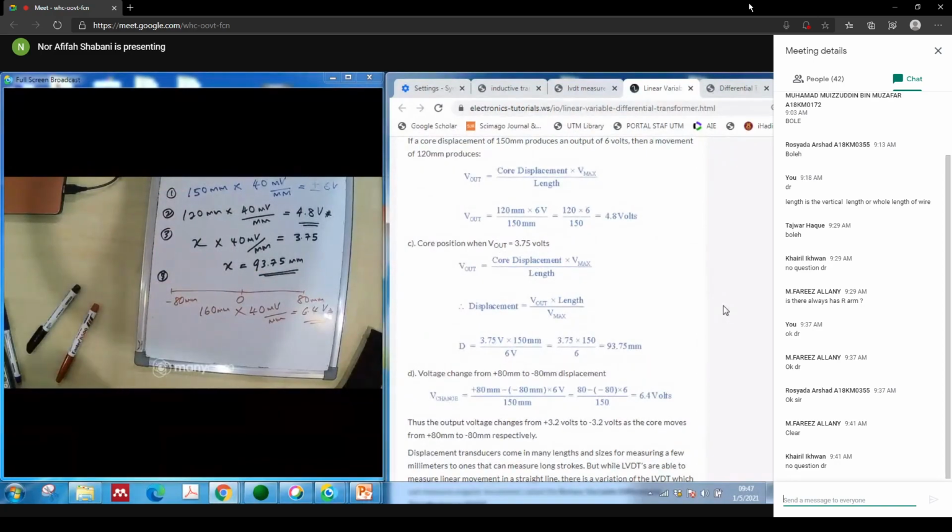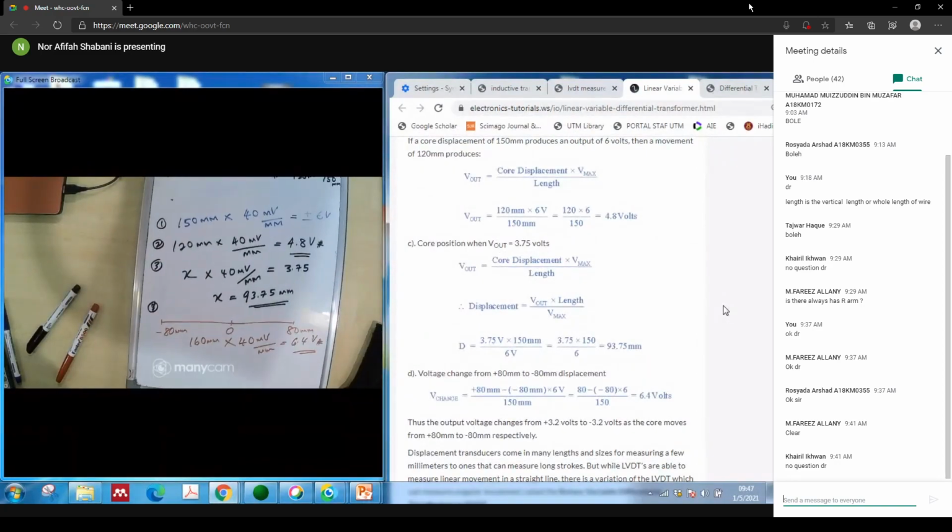Do you have any question about the example of this LVDT calculation? Any example? Any question? No. Okay. Any questions? Siti? None?